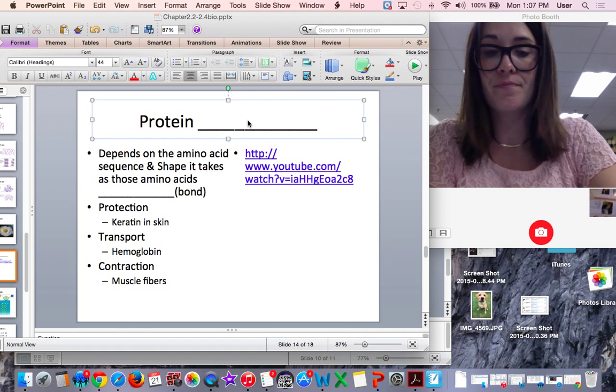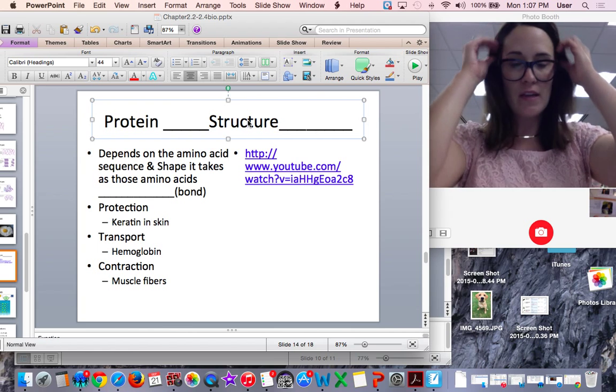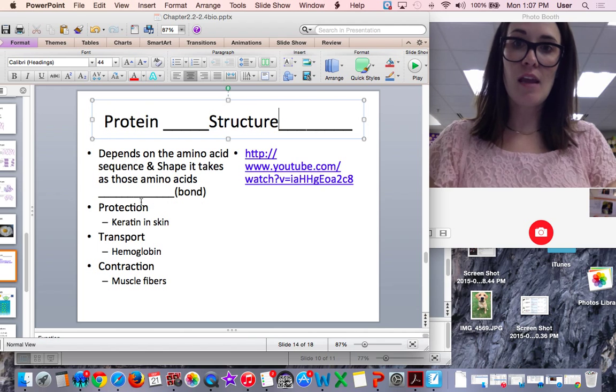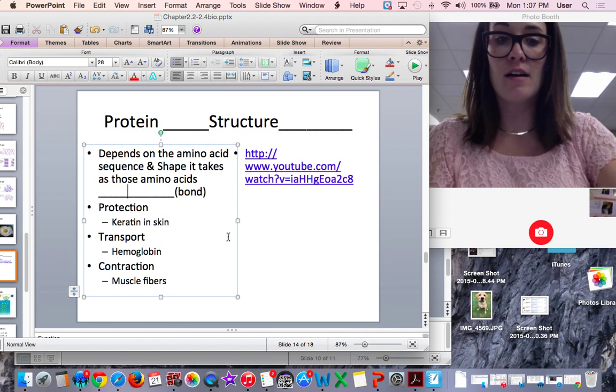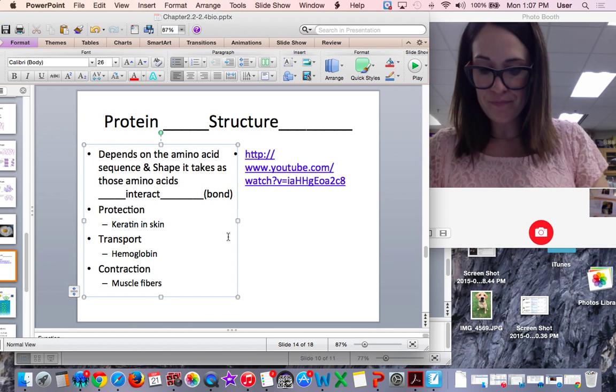Protein structure. The way proteins are built, or what they look like, depends on the sequence of amino acids and the shape as those amino acids interact or bond with each other.